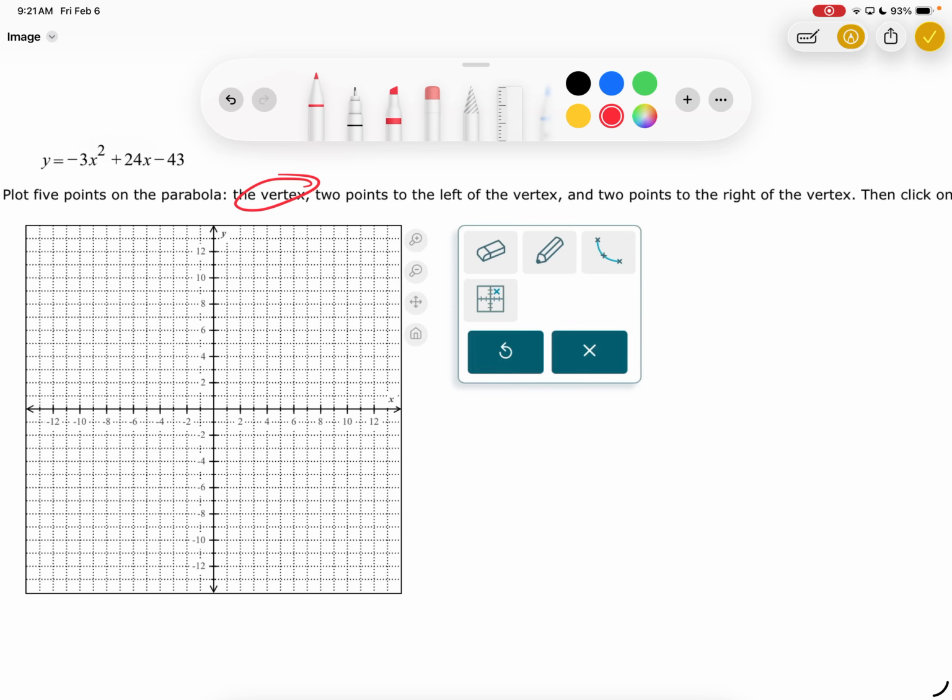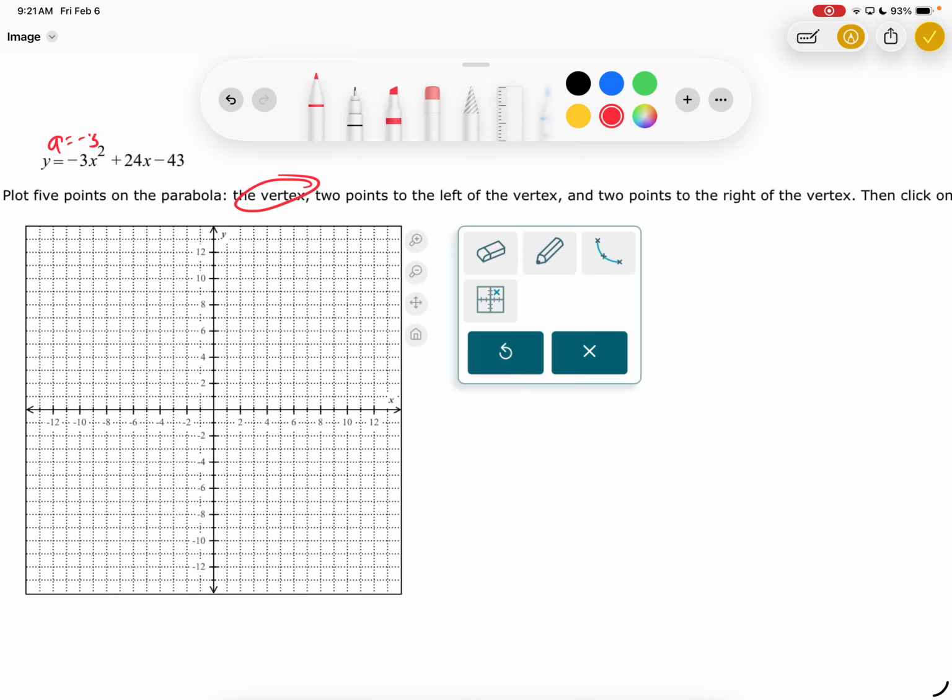So what you want to do here is you look at a equals -3. A is the number in front of the x squared. B is the number in front of the x. And C is the number by itself, the constant. To find the vertex when it's in this form, you do the opposite of B over 2A, and then you plug it in.